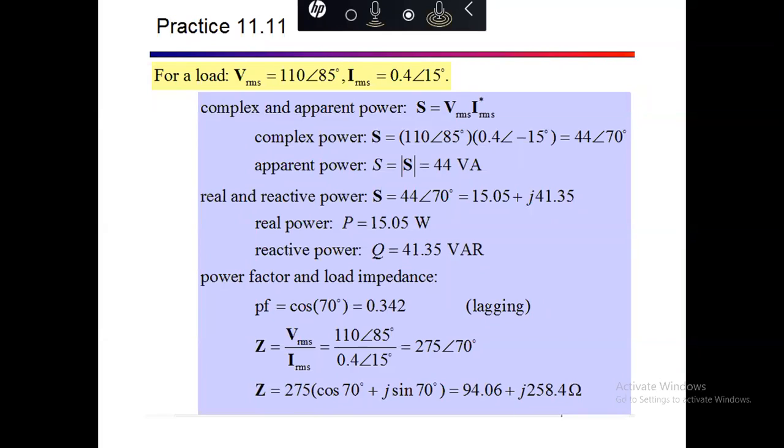So now just try to look at it and find, for a given VRMS and IRMS, how we proceed and calculate the parameters. So just have a look over it. I give you 3 minutes and then I will explain to you.